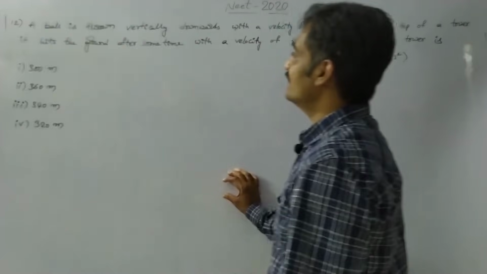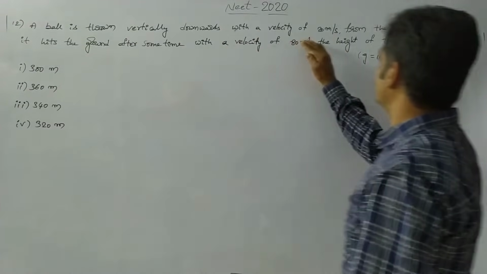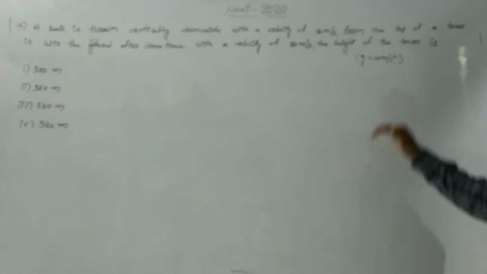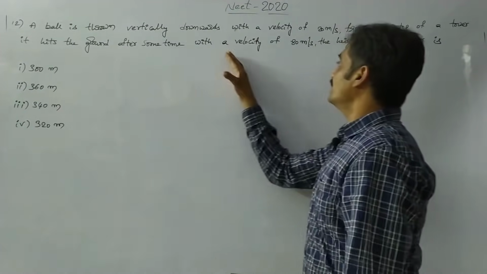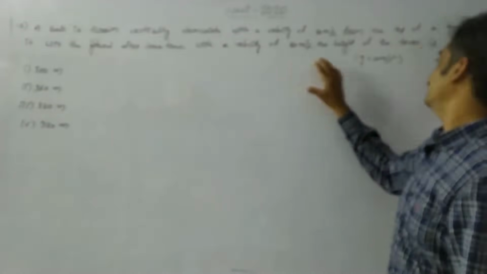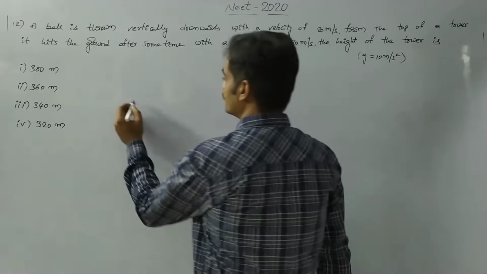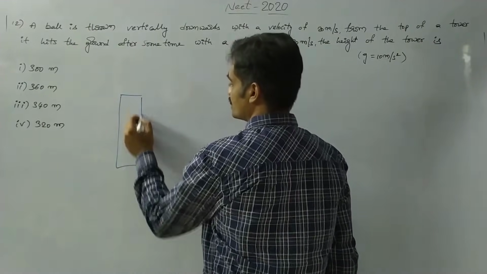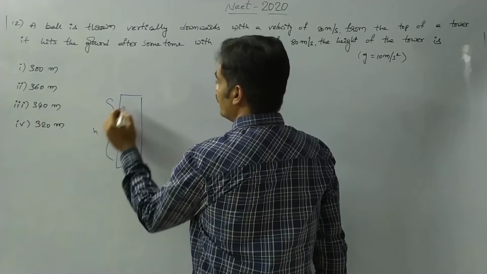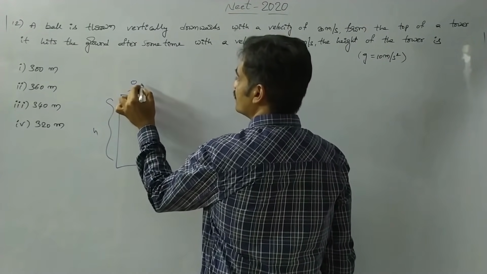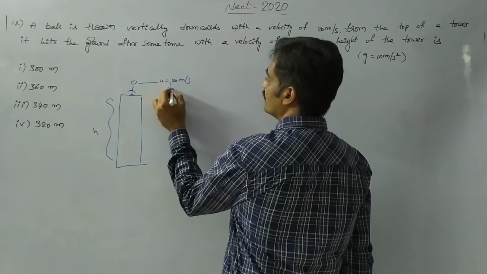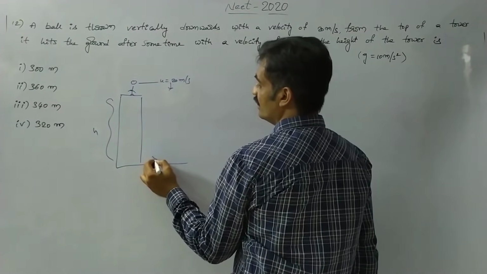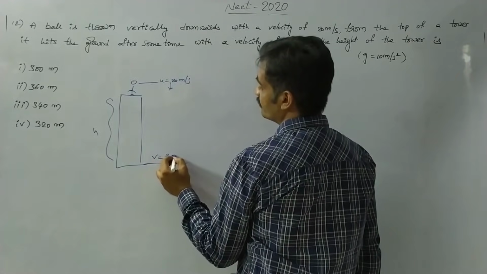The next question is, a ball is thrown vertically downwards with a velocity of 20 meter per second from the top of a tower. It hits the ground after some time with a velocity of 80 meter per second. The height of the tower is, let us consider the height of the tower as h. A body has been projected from the top of the tower with a velocity of 20 meter per second in the downward direction, and it hits the ground with a velocity of 80 meter per second.